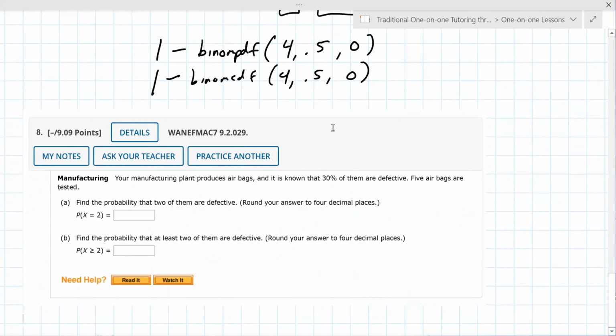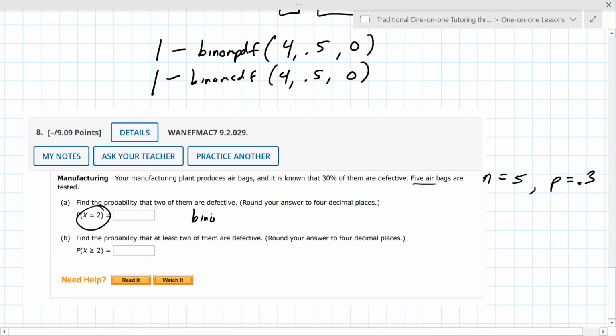Okay, so 8 is another one of these word problems. You have to identify N and P. So there are 5 airbags and P is 0.3. So for part A, since you want X equals 2, it's a binom PDF of 5, 0.3, 2. And then part B, this is more involved than the previous one, so I'd like to just spend a little time talking about that.